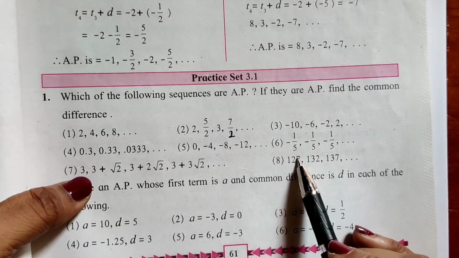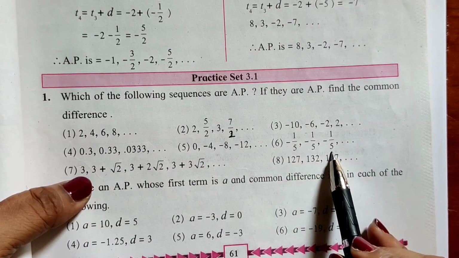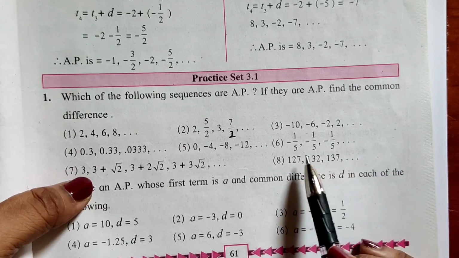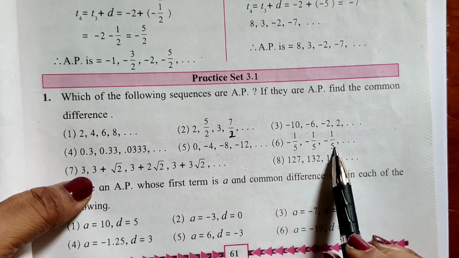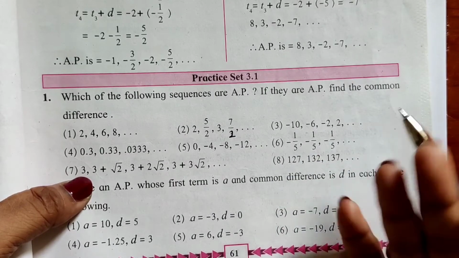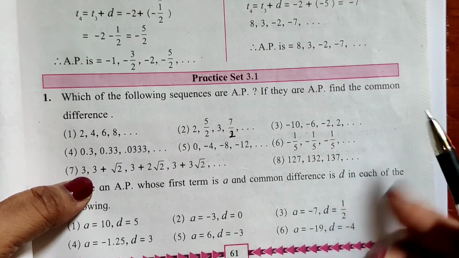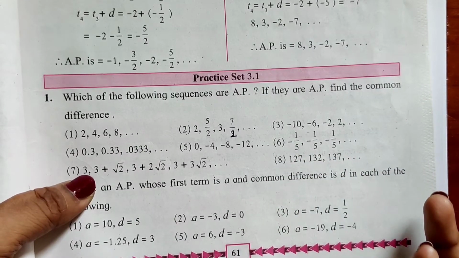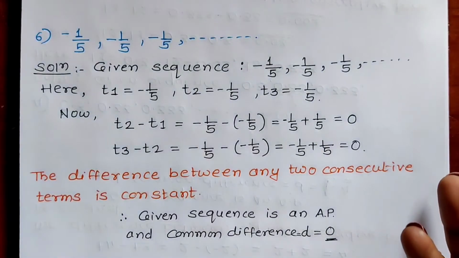Next sequence is minus 1 upon 5, minus 1 upon 5, minus 1 upon 5 and so on, infinite. That means all the terms are the same. Can you see, the first term is the same, the second is the same, all terms are the same. That means automatically the difference will be constant. If you see all terms the same, automatically the difference will be constant. But still we are going to solve it.